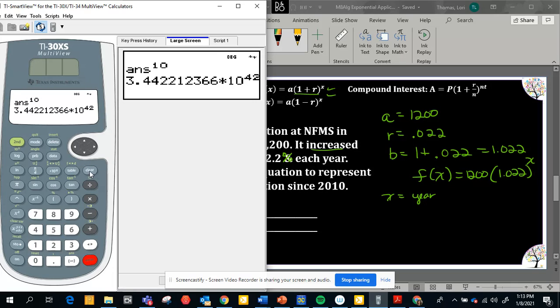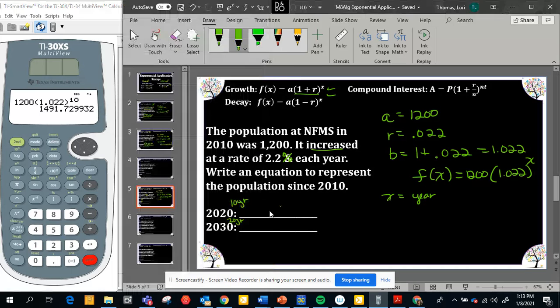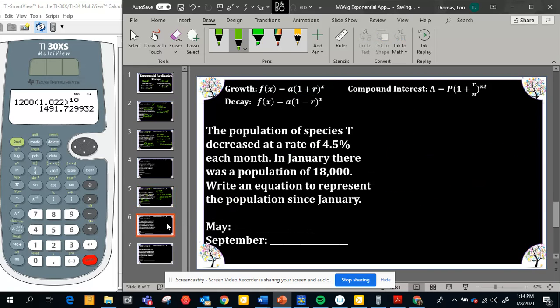Let me start over. Sorry about that. Okay. 1,200 times 1.022 raised to the power of 10. And because we're talking about people, I'm going to round to the nearest whole number. So we have 1,492 people. Okay, and then we would do the same but plug in 20. Okay, let's see what else we have.